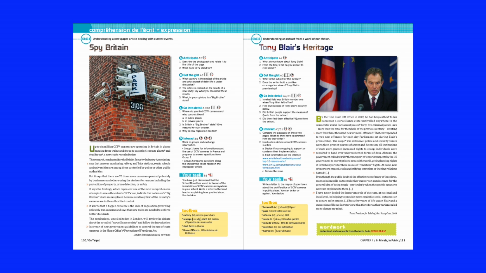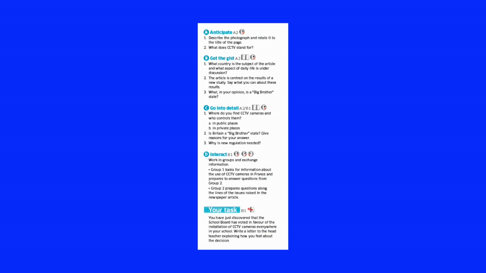The next double page is given over to reading comprehension. This reflects the second major change we've introduced. We now have 2 short passages and not just one longer one as in the previous edition. This corresponds more closely to recent baccalaureate exams. As for the first listening passage, the staged activities for the reading passages follow the same pattern: anticipate, get the gist, go into detail, interact, and finally, your task. There are also the same support materials, the toolboxes and the word work files.